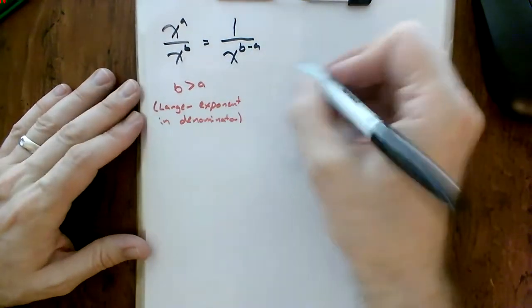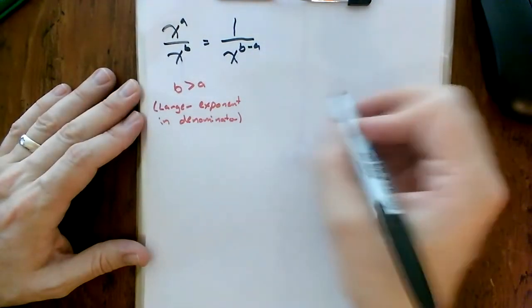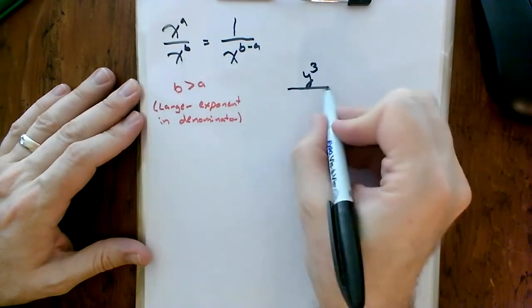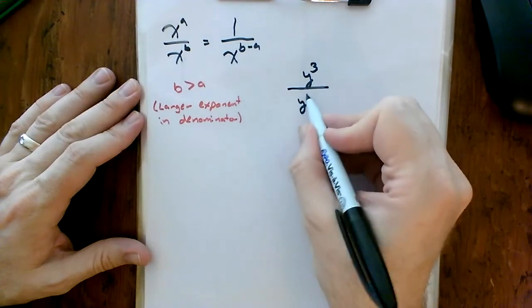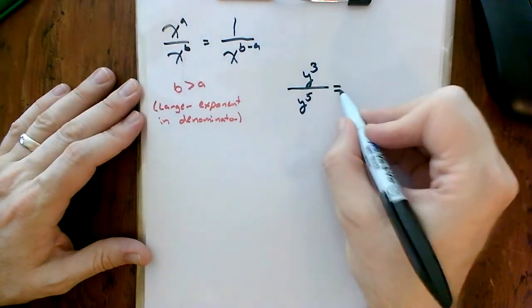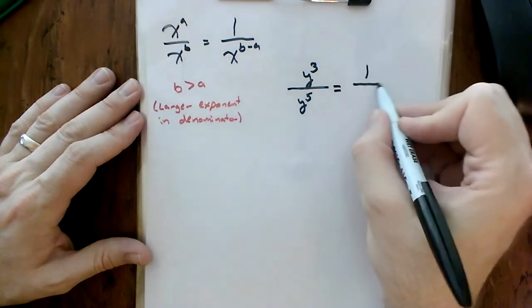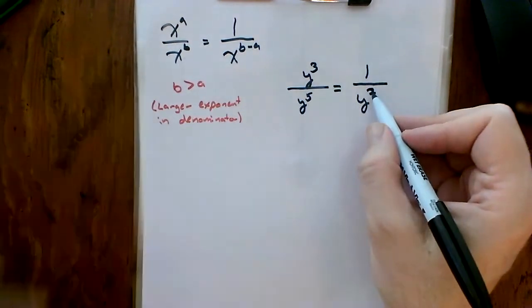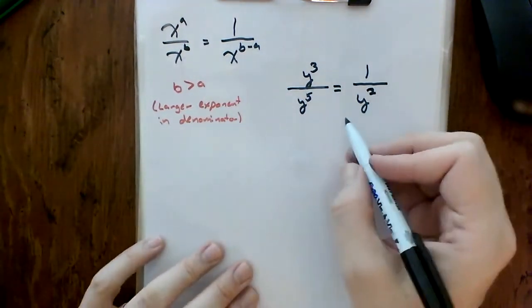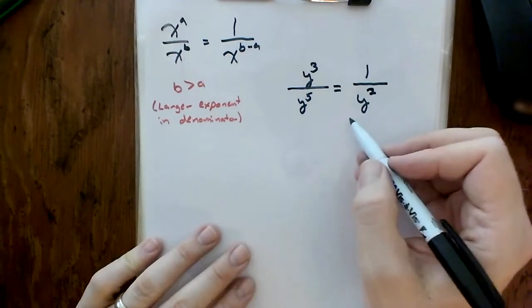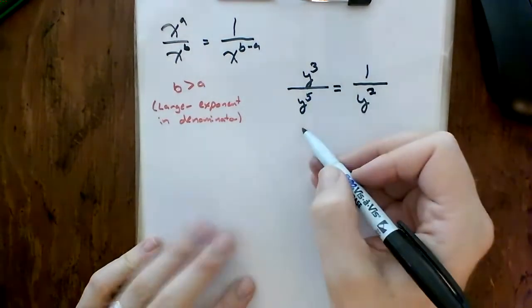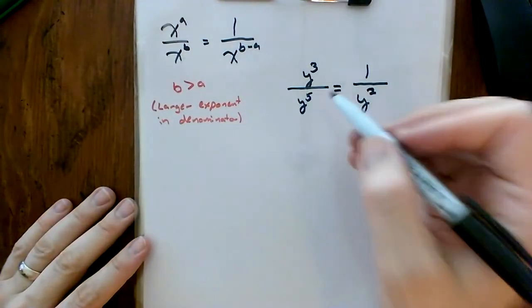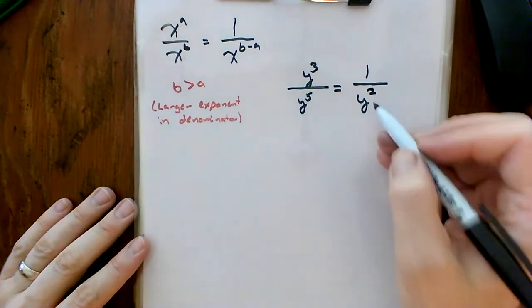So with this, I can show you the example where, let's say I've got y to the 3rd over y to the 5th. This is going to be 1 over y squared, y to the second power. If you're ever having trouble figuring out which one you use, just say, okay, I know I'm going to be subtracting these. Where is my larger power? That's where the term ends up.